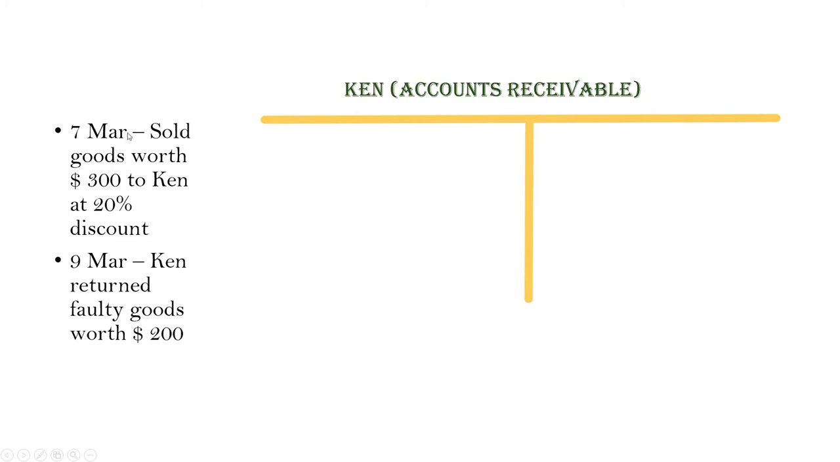7th of March, he received some goods, right? Because we sold it to him, but we didn't get any money. So there's money going into his account. It's going to be on the debit side, 240, because of the discount. Okay? And we know on 9th March, he gave us back some things. So there's money coming out of his account. So I'm going to write it here, sales returns.